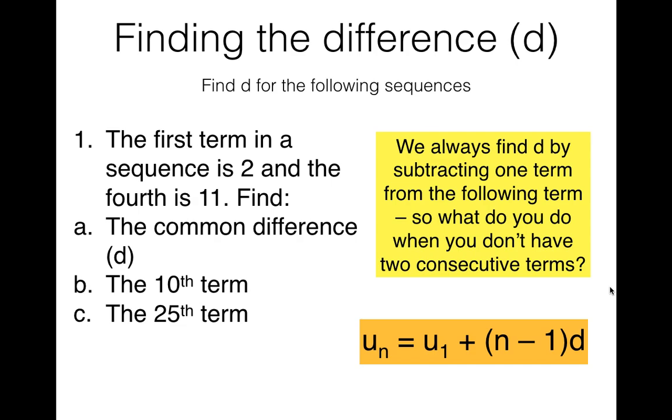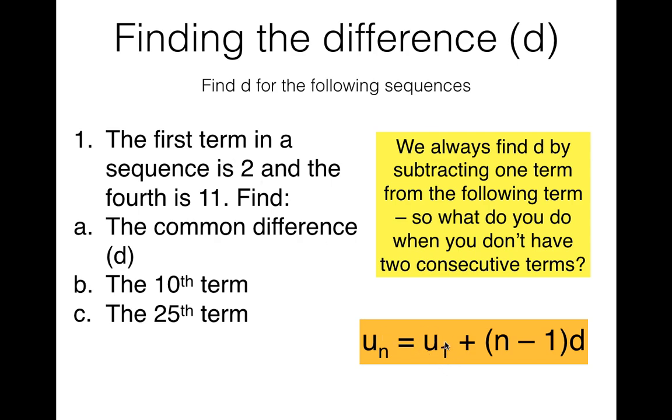But sometimes the questions will not give you 2 consecutive terms, so 2 terms in order. So then that's when you need to use this equation here. Remember, this here is the equation for the term that you're trying to find. The value of any term is equal to the value of the first term plus whatever the number of terms is that you're looking for minus 1, multiplied by the difference.